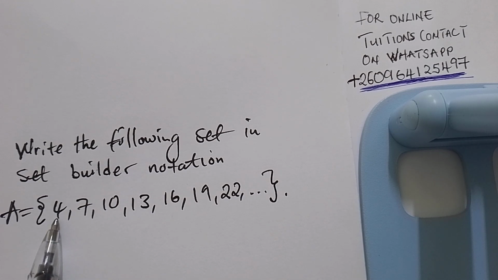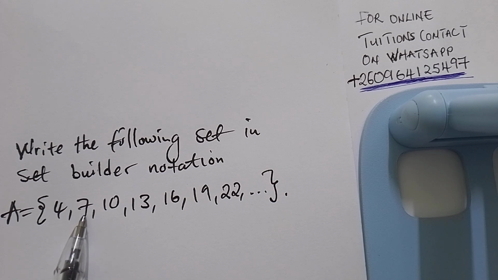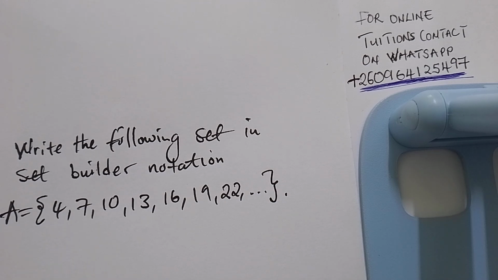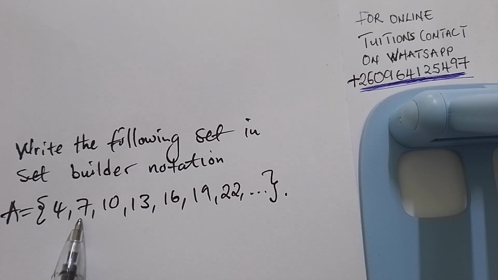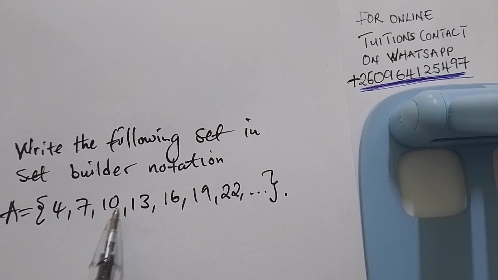So check here the difference between 7 and 4 is 3. The difference there is 10 minus 7, that is 3. 13 minus 10, that is 3. 16 minus 13, 3. 19 minus 16, 3. 22 minus 19, that is 3. So we have seen that there is a common difference of 3.